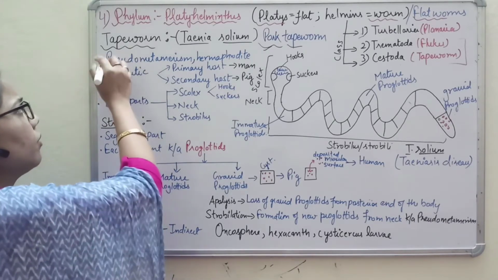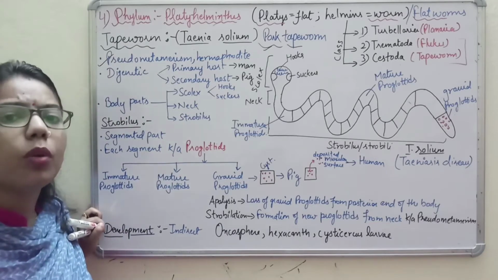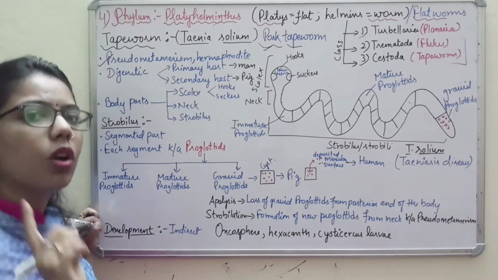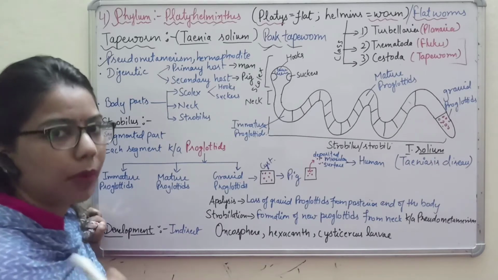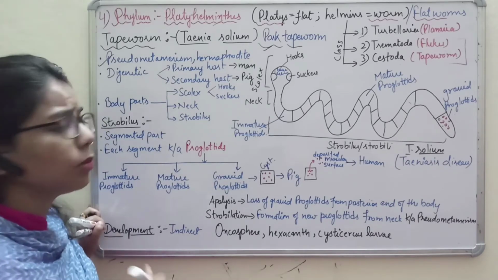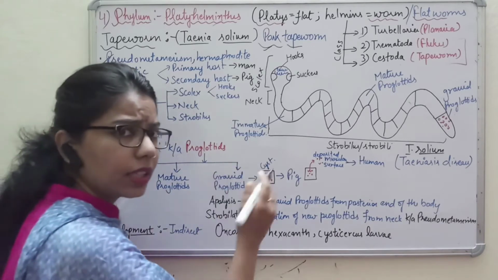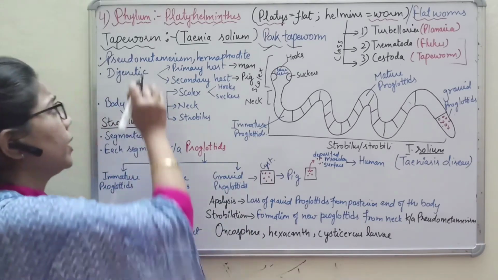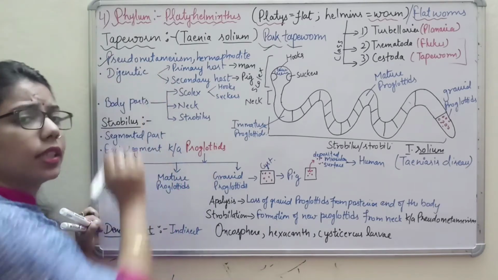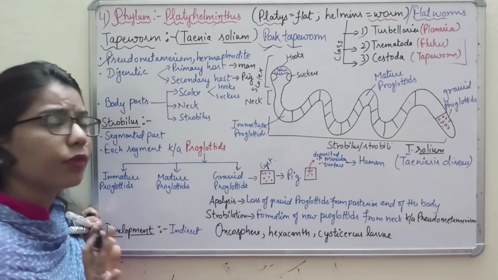Okay, so the first thing which we have discussed here is pseudometamerism. If you recall the general characteristics of the animal kingdom, we discussed metamerism. In metamerism the body is divided into different segments, but here there is no such proper segmentation. Why? Because it's pseudometamerism. It means false.